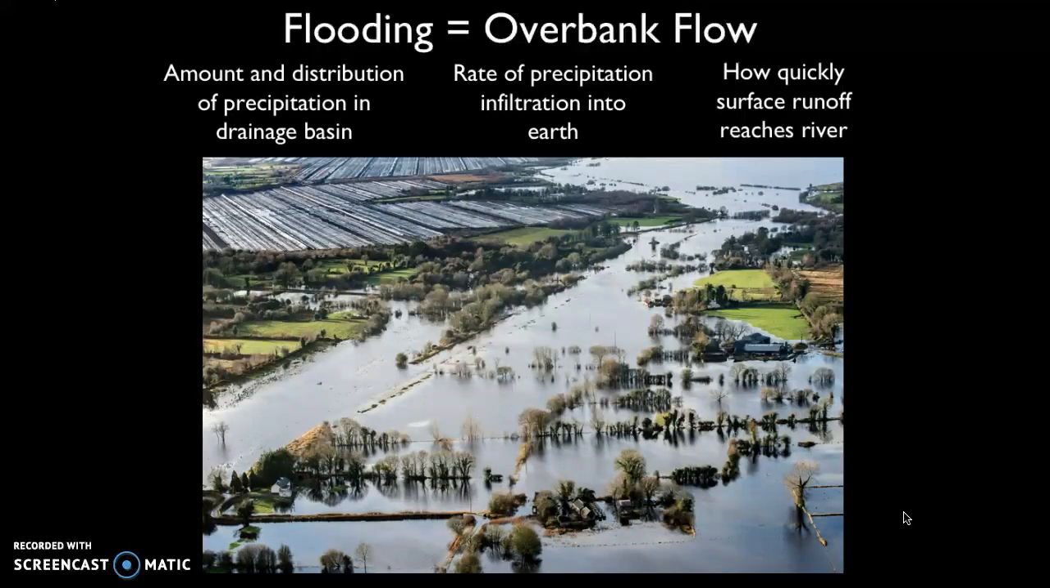Another function of the flooding is the rate of precipitation infiltration into the earth. Remember that infiltration, which is when the water goes into the ground to become groundwater, is one of the two things that might happen to the precipitation. It can infiltrate or it can become runoff. If the water that precipitates is greatly infiltrated, then not much surface water is going to flow. However, if most of the water becomes runoff, not so much is infiltrated into the ground.